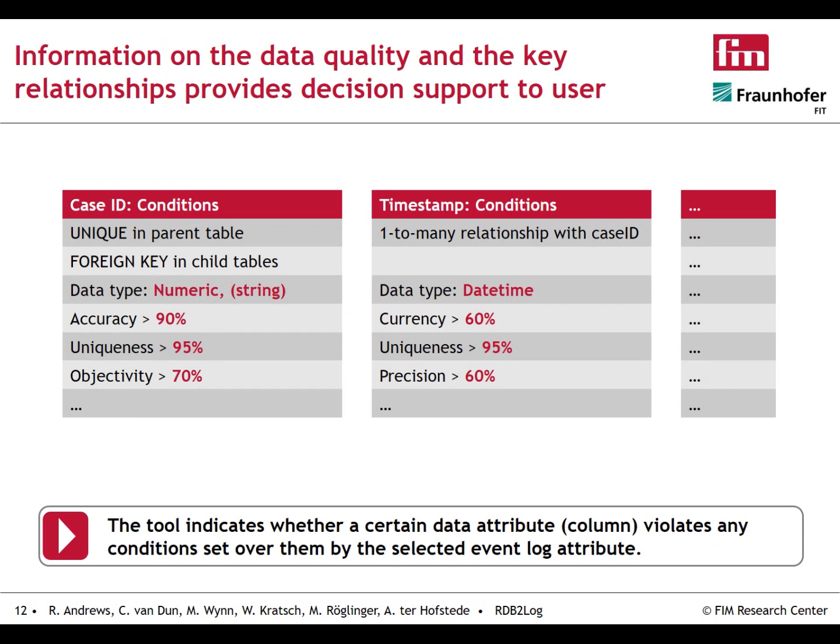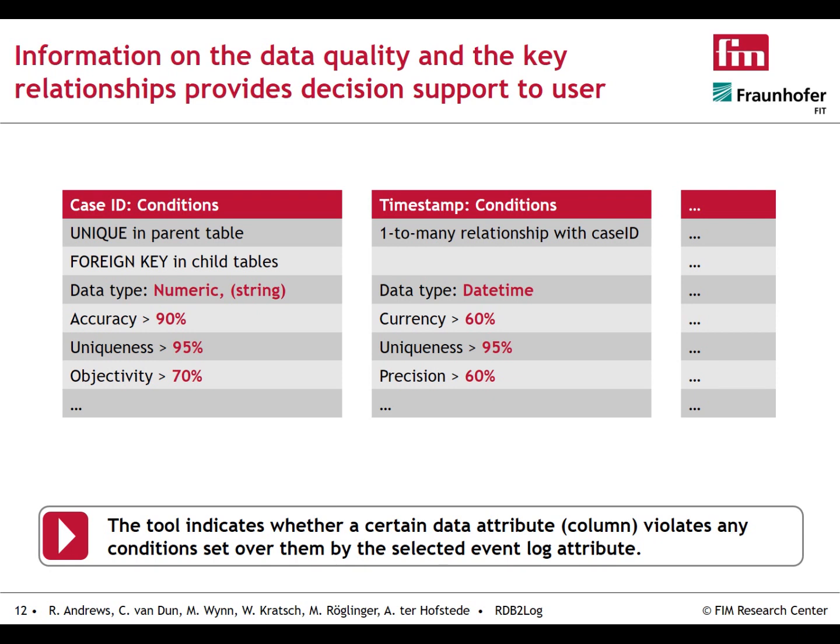So in the end, after we've calculated all the data quality metrics and populated the dimension values, we can create something we call conditions. So conditions tell us something about the suitability of the given data column as content for our process log. For example, if we want to use a column as case ID, we need it to be a unique key or a primary key in any kind of parent table, and there needs to be at least one foreign key that relates to this kind of key so that we can get information from different child tables, not only the parent table.